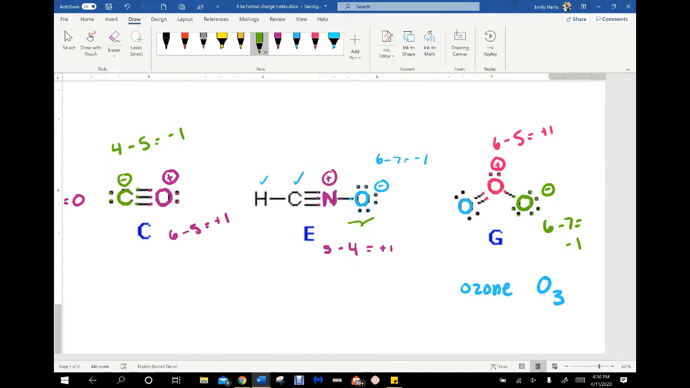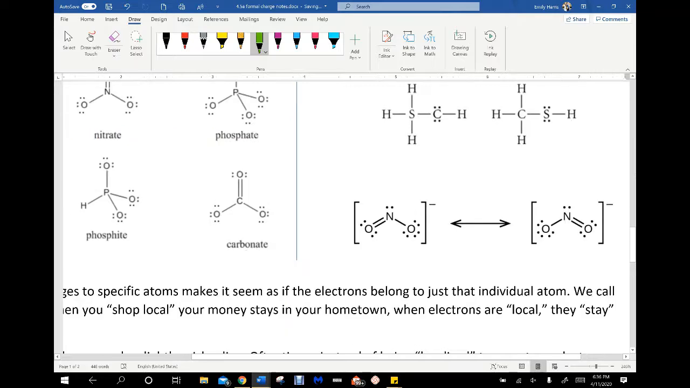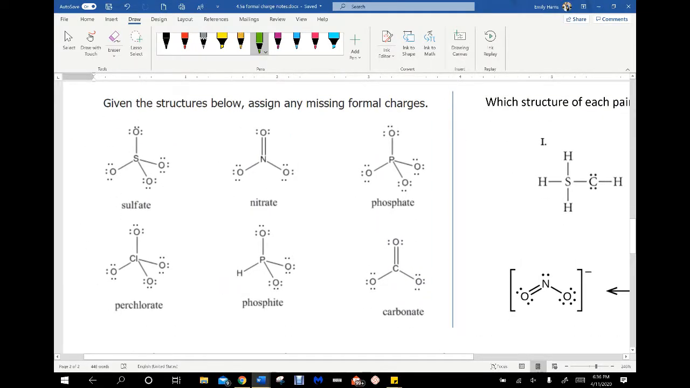All right. So now let's flip to the back and give you a chance to practice on your own. It says, given the structures below, assign any missing formal charges. So go ahead right quick and pause the video, give these a try, and then when you're ready to check your answer, restart the video and the answers will appear. Again, just try this first part first.